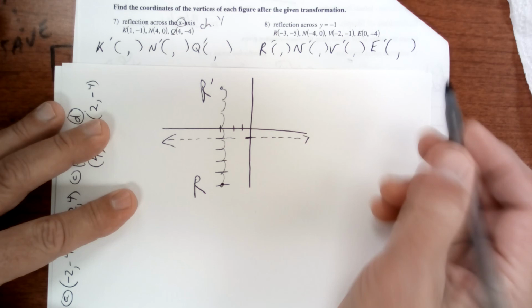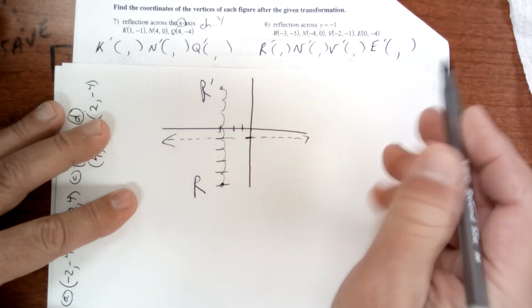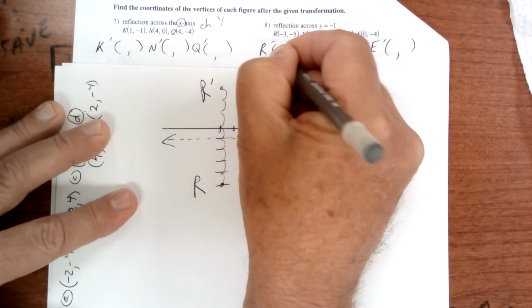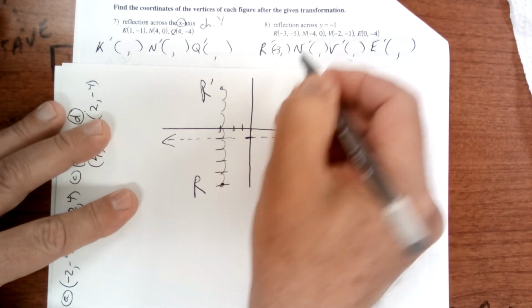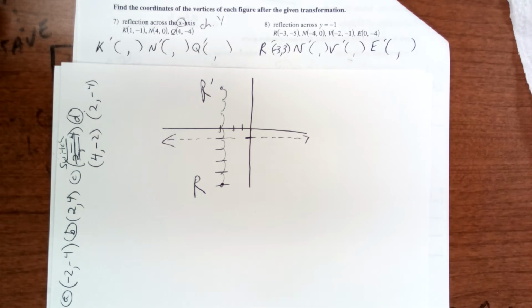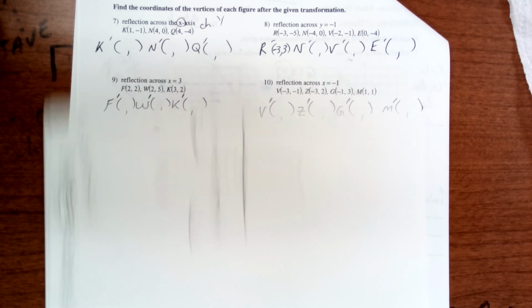And so that one is 0, 1, 2, 3. So that's negative 3, R prime. It's going to be negative 3. And then up 1, 2, 3. It looks like up 3. And that's how you do this side here. So the ones with these special lines, you have to count how many spaces to the line and then throw it to the other side. And that's how you do today's worksheet.